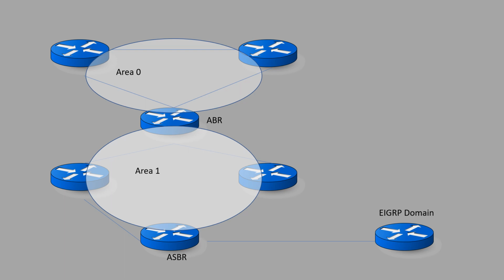The role of an area border router is to forward routing information from one area to the other. The role of an ASBR is to connect an OSPF routing domain to another external network, for example the Internet, an EIGRP network, etc. The manual route summarization is possible only on ABR and ASBR.